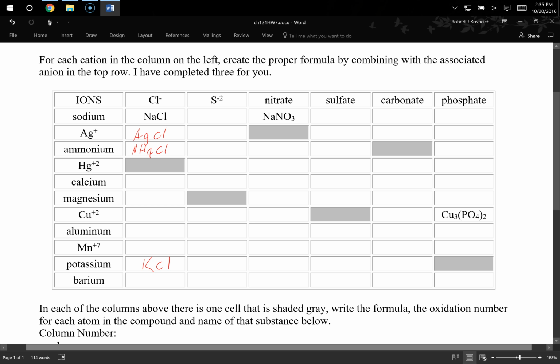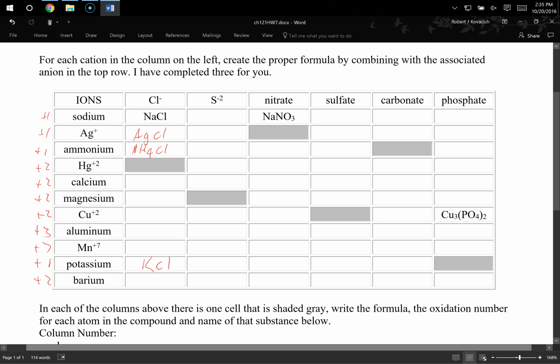Yep. So when I'm doing stuff like this, I usually look at these ions and say, all right, that's a +1, that's a +1, that's a +1, that's a +2, that's a +2, that's a +2, that's a +2, that's a +3, that's a +7, that's a +1, and that's a +2. And so then when I'm running through this, I know that my ratios have to be the same if they've got the same cation associated with them.